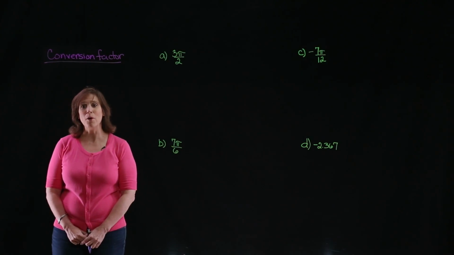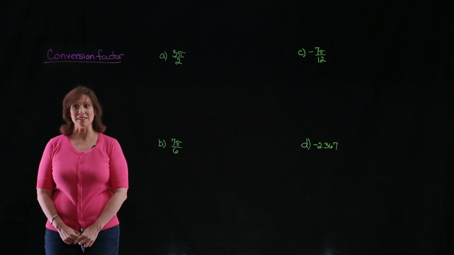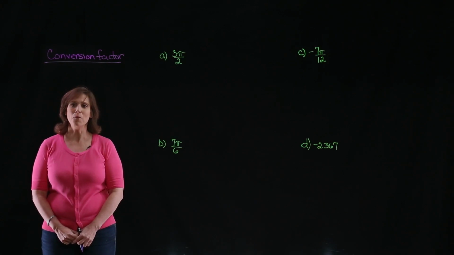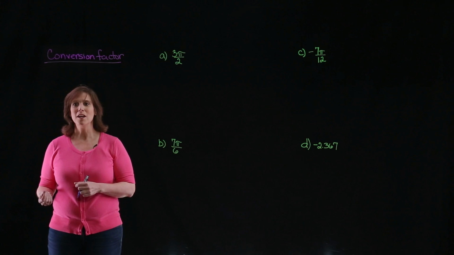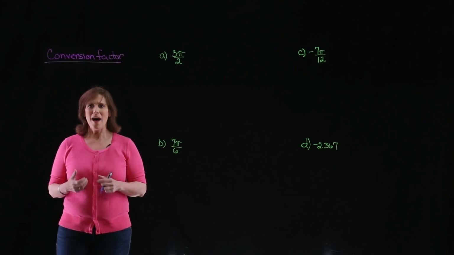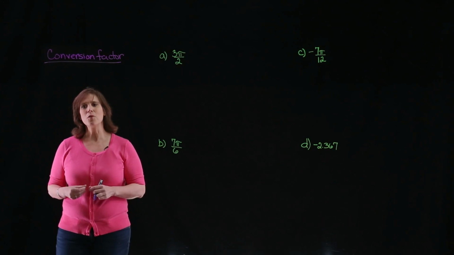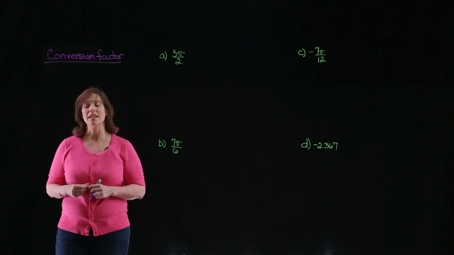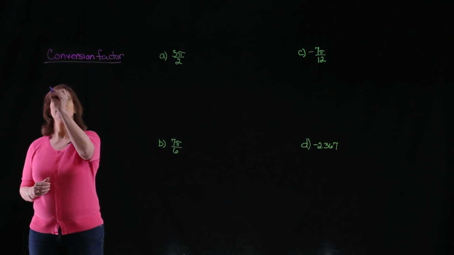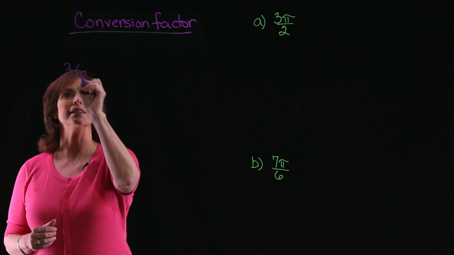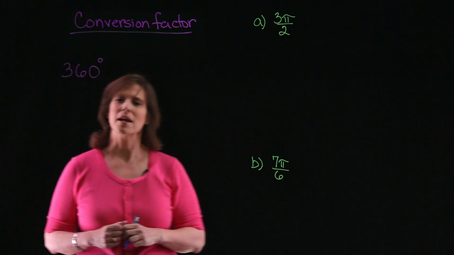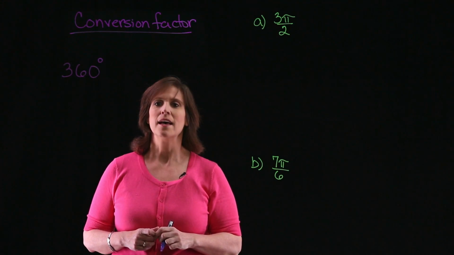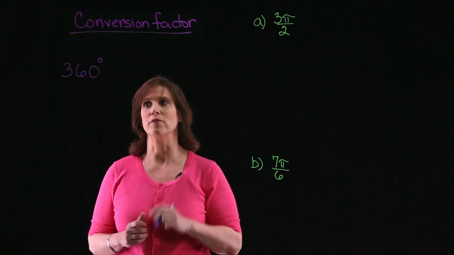Angles can be measured in both radians and degrees, and oftentimes it's helpful to be able to convert from one unit to another. Well, how do we do this? Well, we know that if we're measuring in degrees, one revolution is 360 degrees. So 360 degrees is a revolution. But if we're measuring in radians, 2 pi radians is one revolution.